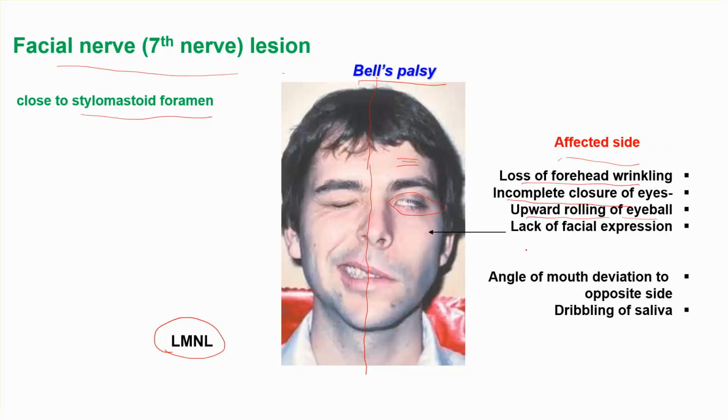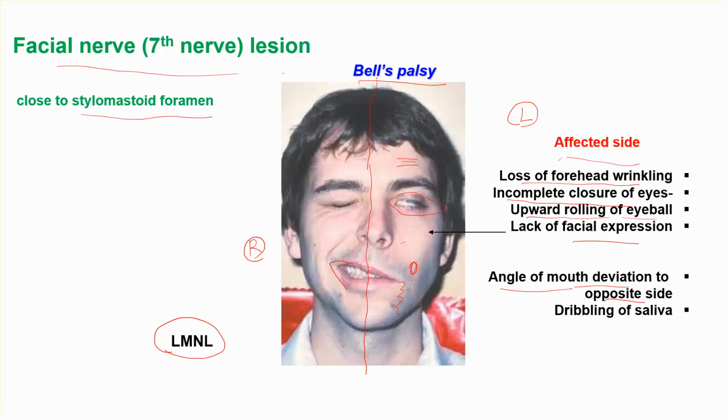There's lack of facial expression on this side. We are talking about the left side being affected here. All the zygomaticus major, minor, and buccinator muscles are affected. And notice that the angle of the mouth is deviated to the opposite side. That's because the opposite side is normal and it is pulling it. So the angle of the mouth will go to the right side. There will also sometimes be dribbling of saliva, and food can get collected in the vestibule.